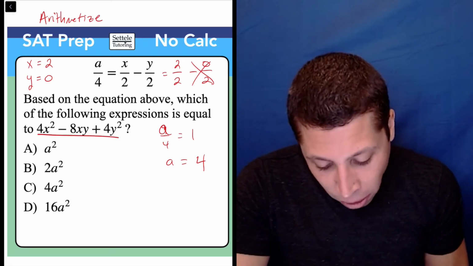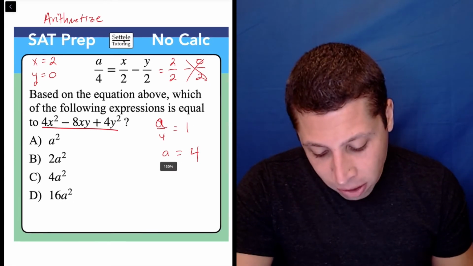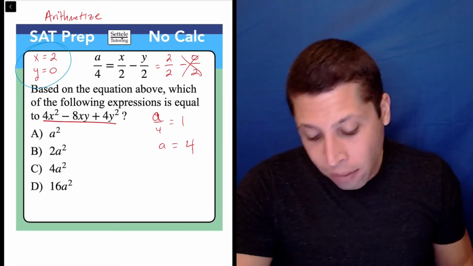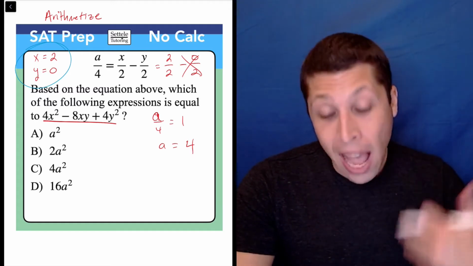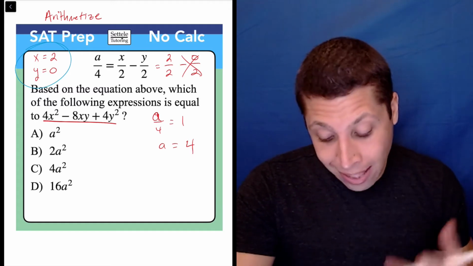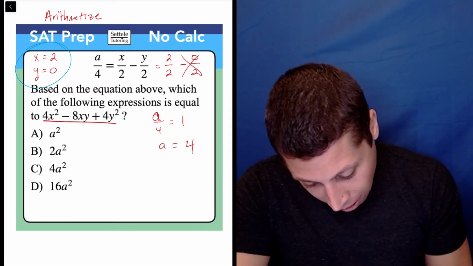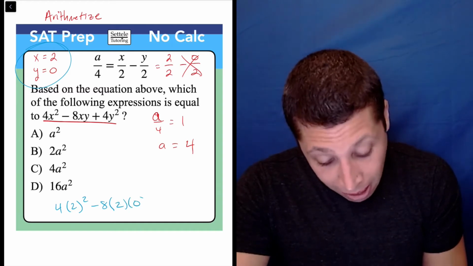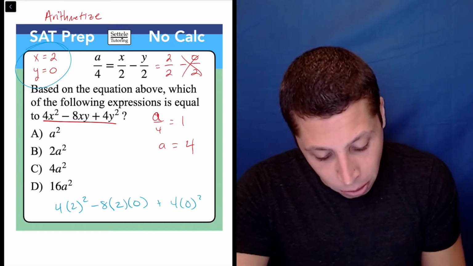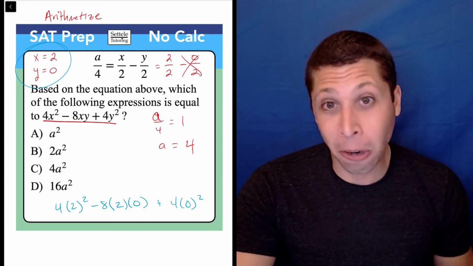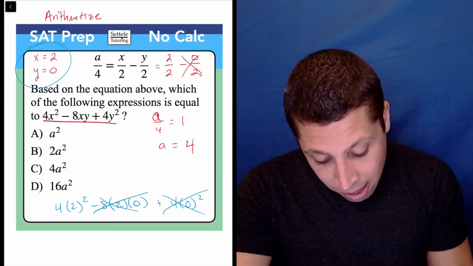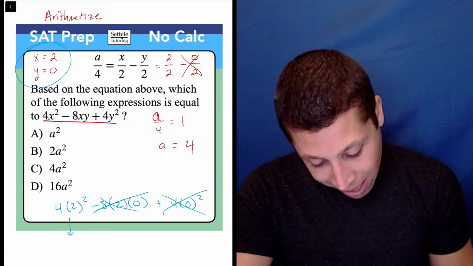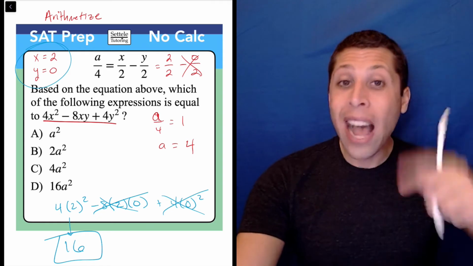Well, they asked for this other weird thing, 4x squared minus 8xy plus 4y squared. So now we need to take those values of x and y that we started with before and plug them into this other expression and see what that gives us. So let's do it. 4x squared, so that's 4 times 2 squared, minus 8 times 2 times 0 plus 4 times 0 squared. And just like before, the 0 is really convenient. This goes away. This goes away, leaving us with 4 times 2 squared. 2 squared is 4. 4 times 4 is 16. So that's my magic number.